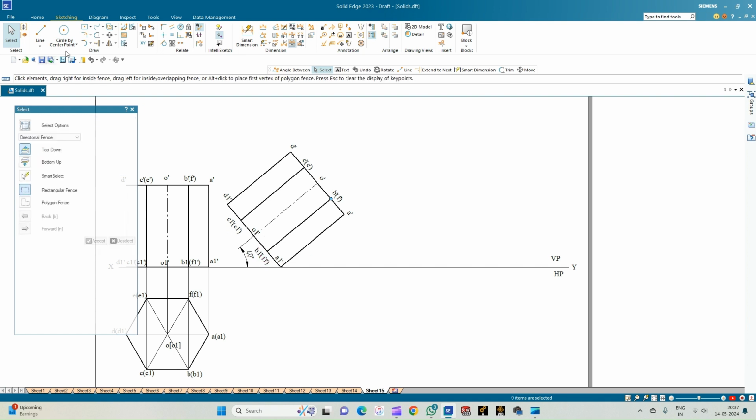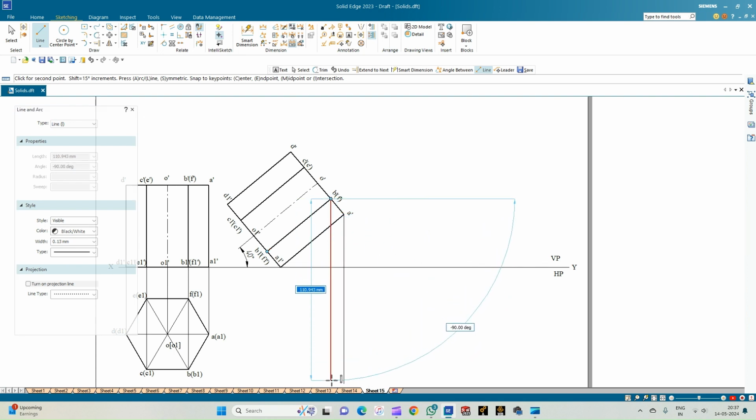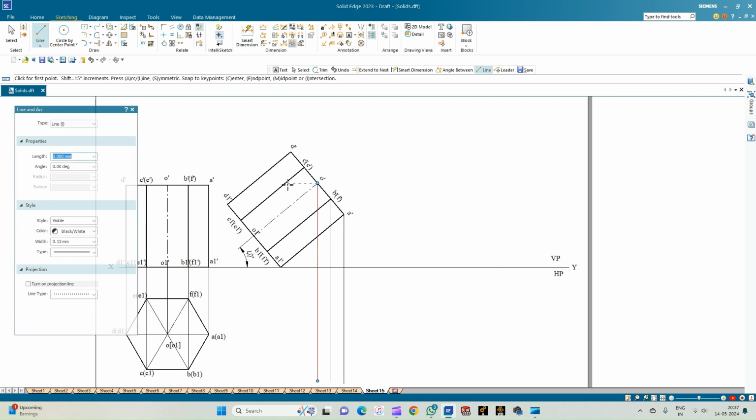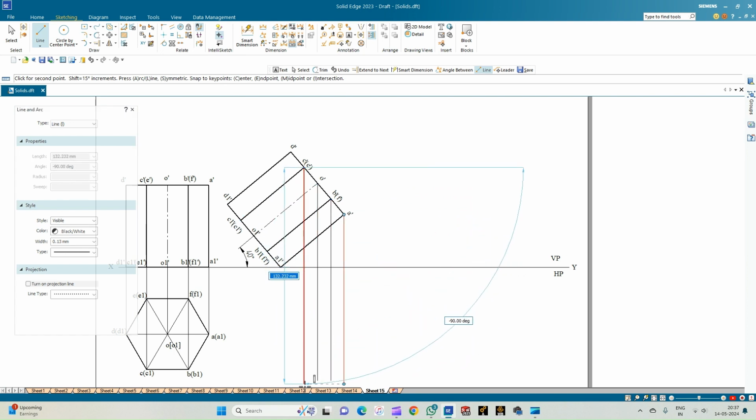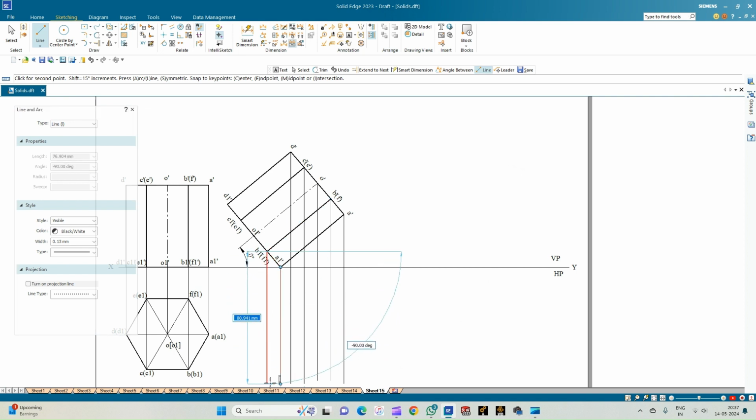So now we'll draw the top view. For that, let us select the projection line of thickness 0.13 and draw the vertical projection lines from each of the corners of the top face of the prism downwards. And then similarly from each of the corners from the bottom face of the prism, let us draw the projection lines downwards.